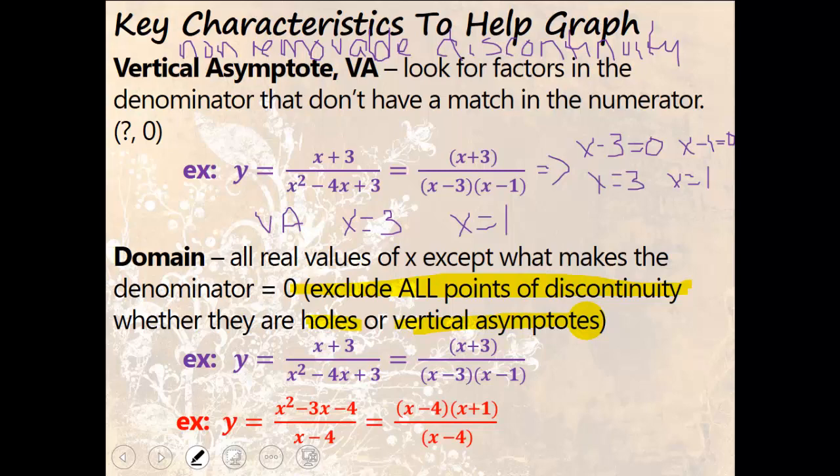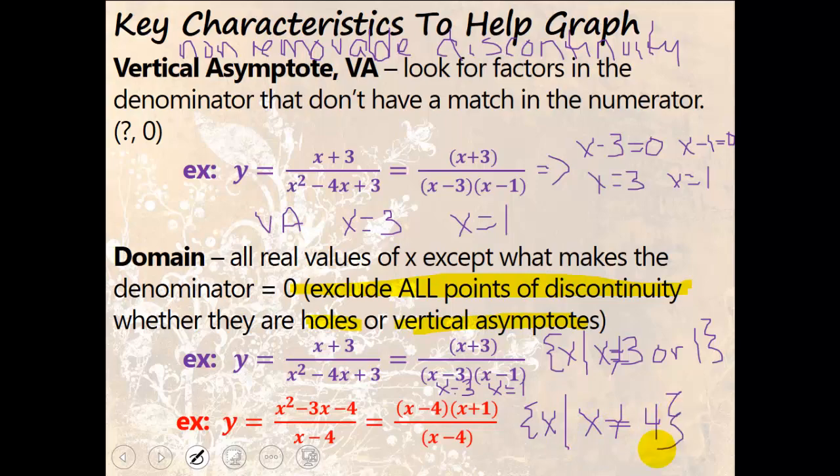So in this one, this is x equals 3. It makes the denominator 0. This is x equals 1. So watch how we write this. The domain: all x's such that x cannot equal 3 or 1. That's the domain. On this one, this is all x's such that x cannot equal 4.